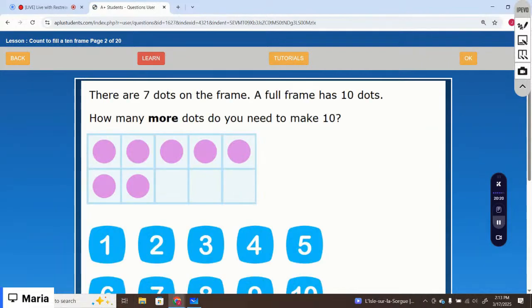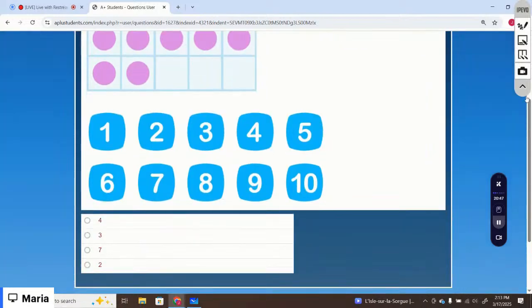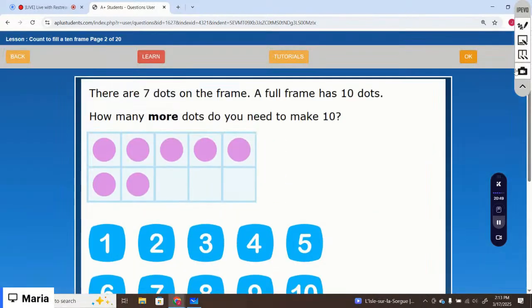There are 7 dots on the frame. A full frame has 10 dots. How many more dots do you need to make 10? One, two, three. You need 3 more dots to fill the frame. Option number 2 is the correct option. 3 it is.